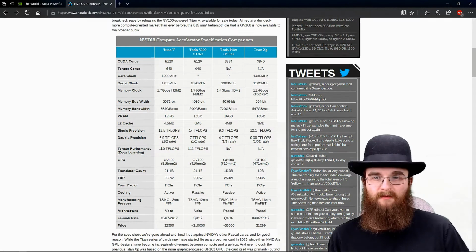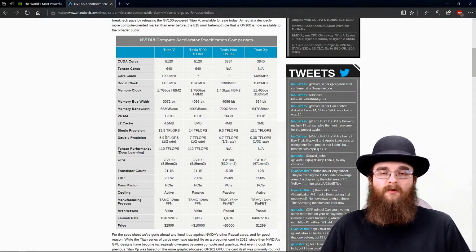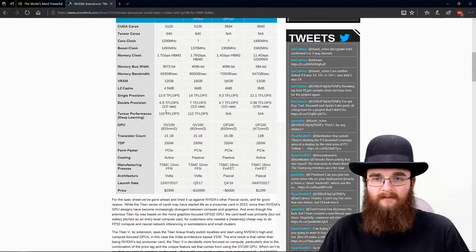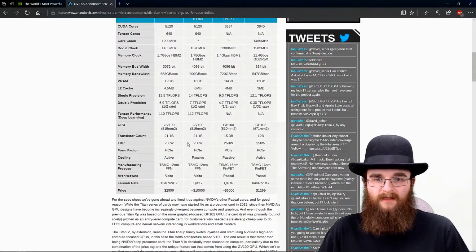And of course, the deep learning cores. This deep learning section, this is what Volta is actually designed for. It's the kind of AI advancement learning protocols, the processors on there in order to enable it to be able to use deep learning algorithms. Transistor count is the same as the Tesla V100, same TDP, same form factor.